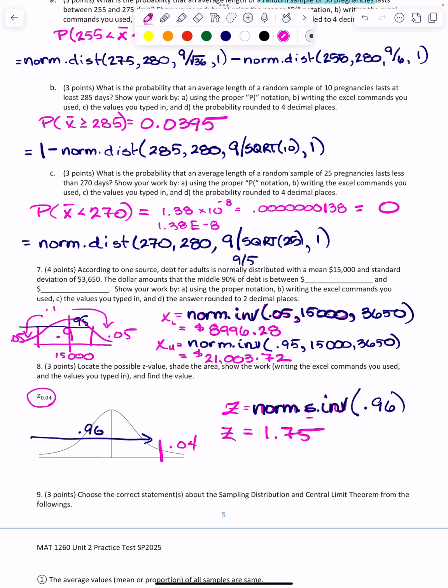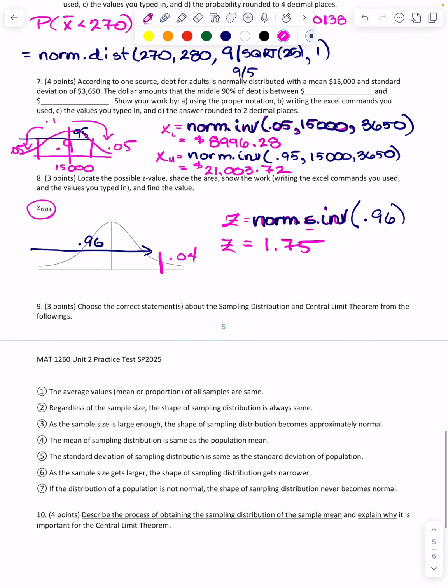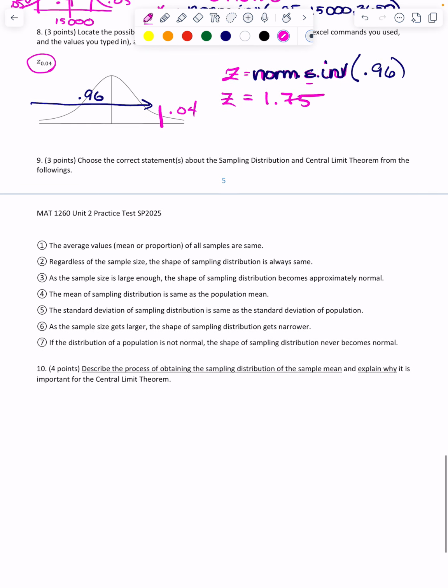So again, as our standard deviation gets smaller and we move things closer and closer in, that 270 is less and less likely. Now, not less and less likely for an individual, but keep in mind, this is a sample of 25. So that sample should be closer, the sample mean should be closer to the actual mean.